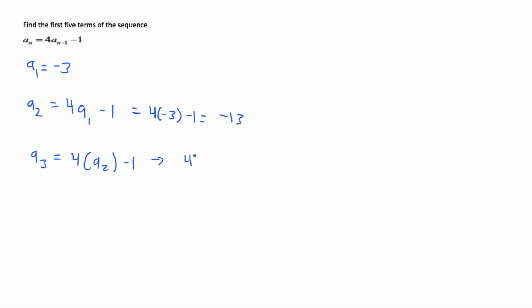So we get 4 times -13 minus 1. 4 times -13 is -52, so we get -53.